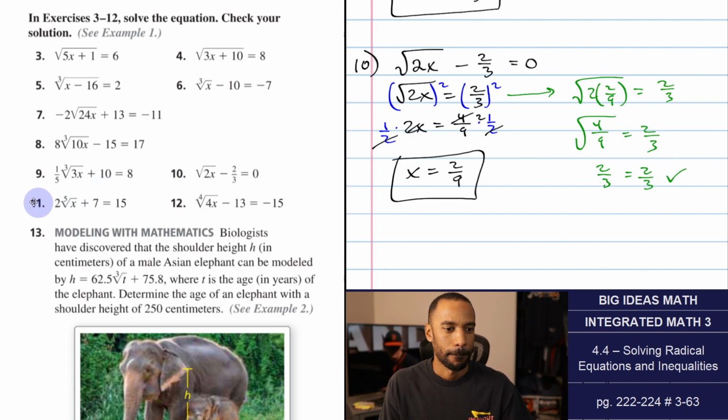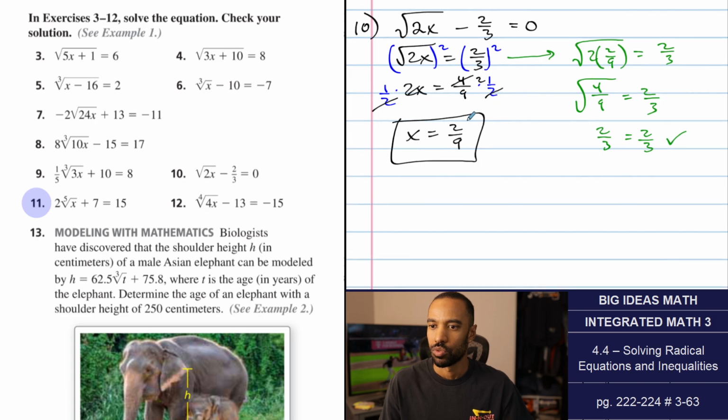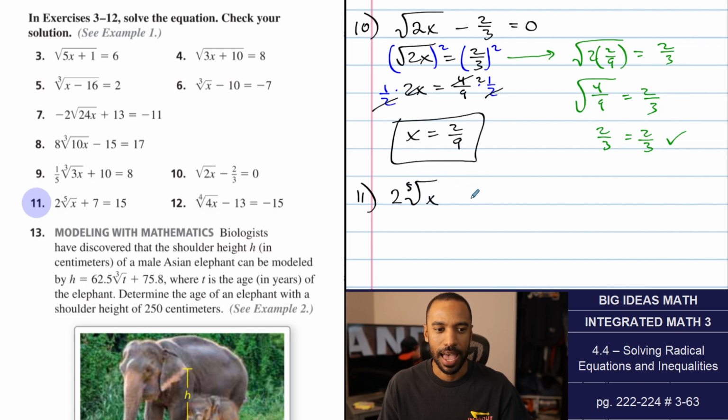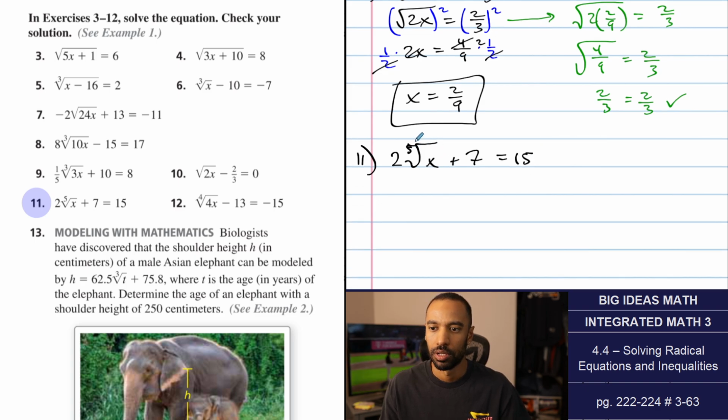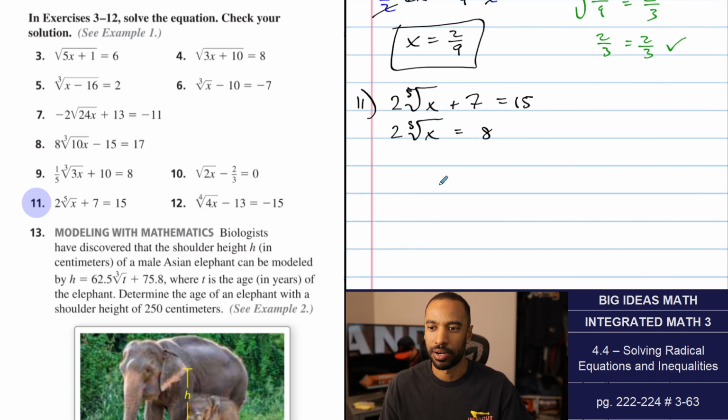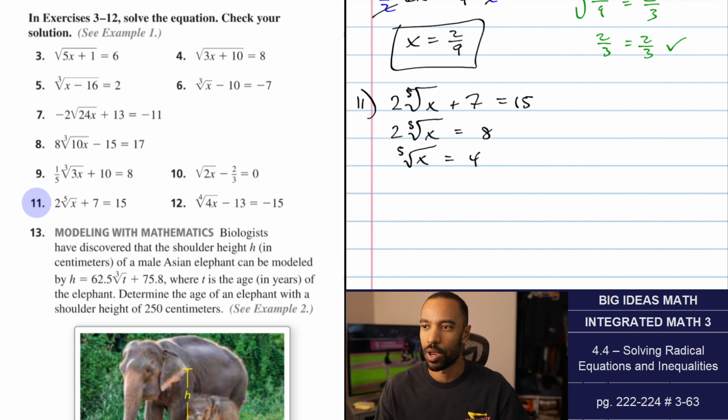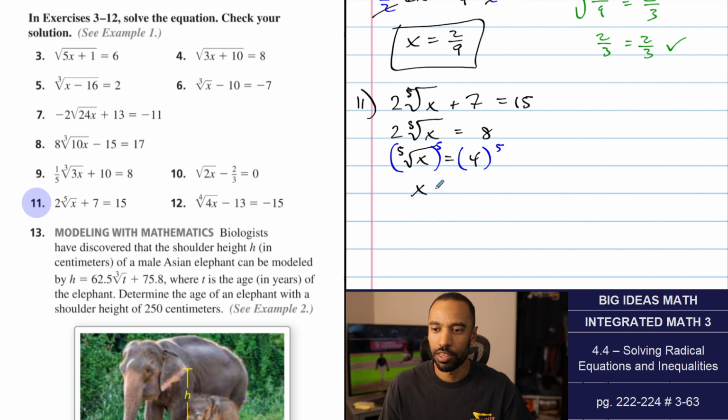Number 11. All right. 2 times the 5th root of x plus 7 equals 15. Okay, 5th root. So we're going to subtract 7 and divide by 2 from both sides to begin with, before we mosey on over to raising to the 5th power. Divide by 2, we get the 5th root of x equals 4. Yes, we are going to raise both sides to the 5th power now to get rid of that radical. And 4 to the 5th power, we've seen it a couple times, is 1,024, and that's your final answer.